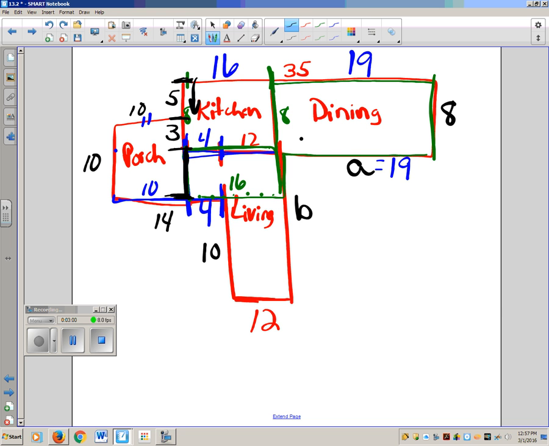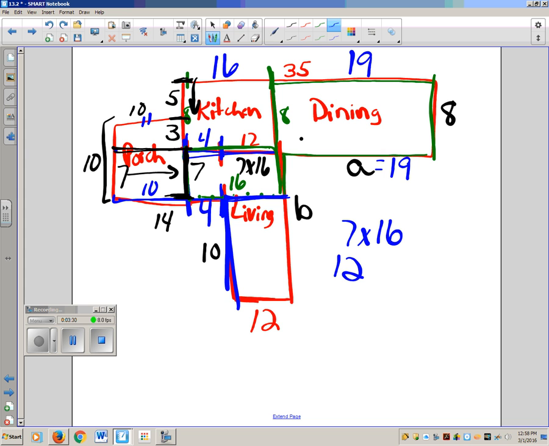Hang in there, I'm getting there. So if this part's 3, I take away the 3, this is 7, which means that's 7, which means that's 7 by 16. That's for the top part. Now for the second part of it, so I've got 7 by 16, put that there. Now I need this part, which is 12 by 10. That one's a little easier.